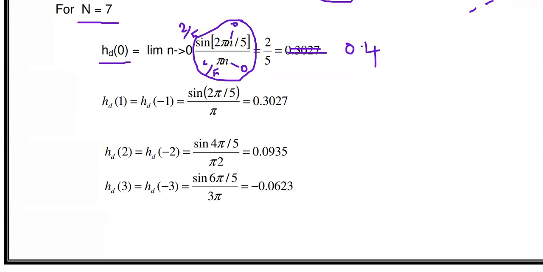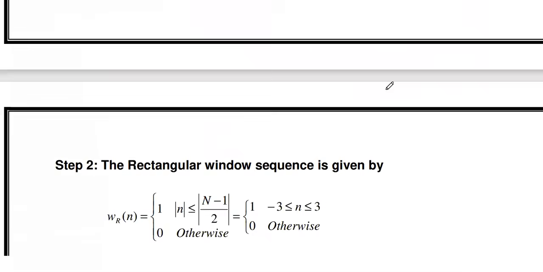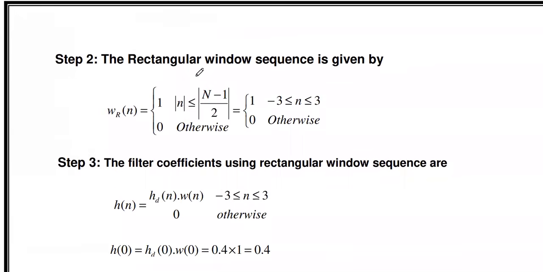Okay, so here which type of window are they mentioning? Rectangular window. The rectangular window has the constant value 1 for modulus of n between minus (N minus 1) by 2 and (N minus 1) by 2. That is, WR of n is 1 for n between minus 3 to 3. So the rectangular window sequence we calculated.